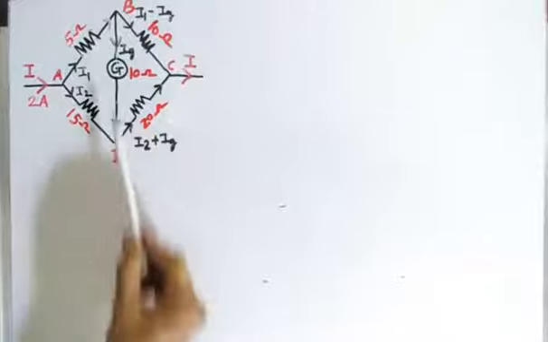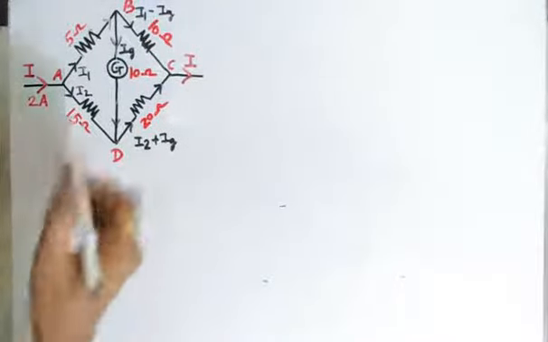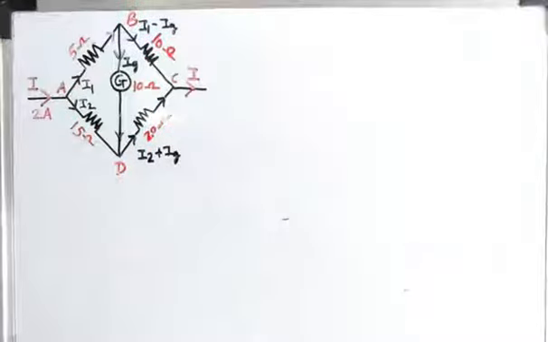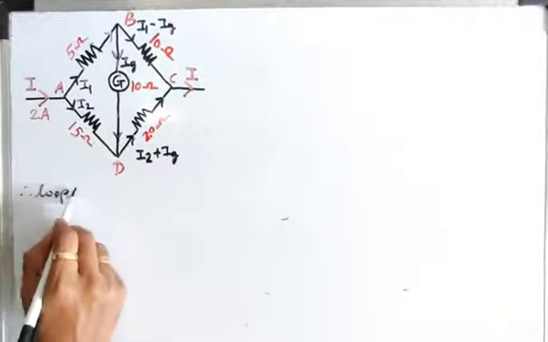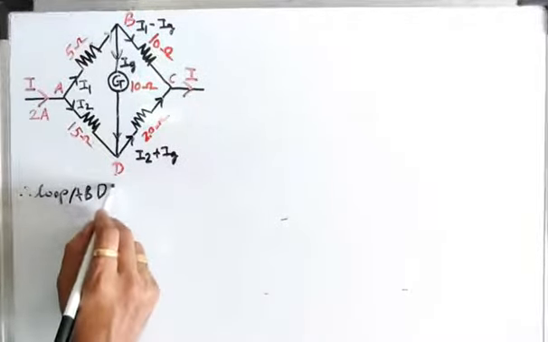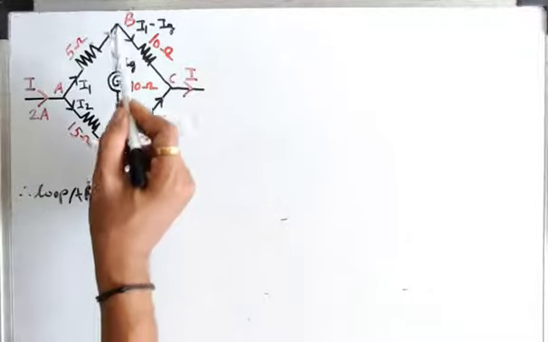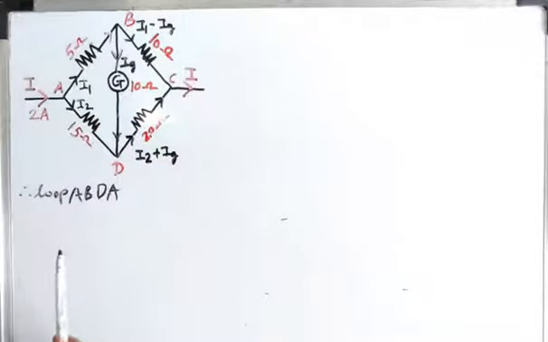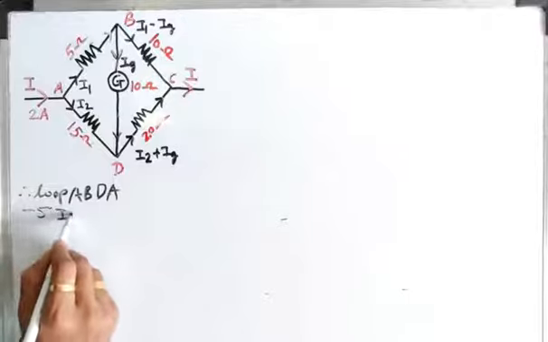Now we want to find the current flowing through the galvanometer G, that is IG. For that we are going to consider the loop ABDA. Therefore, from this loop A, B, D, A, we start from point A. From point A to B, the direction of flow of current I1 is in the same direction as the tracing of the loop. So we can write this as minus 5 I1.